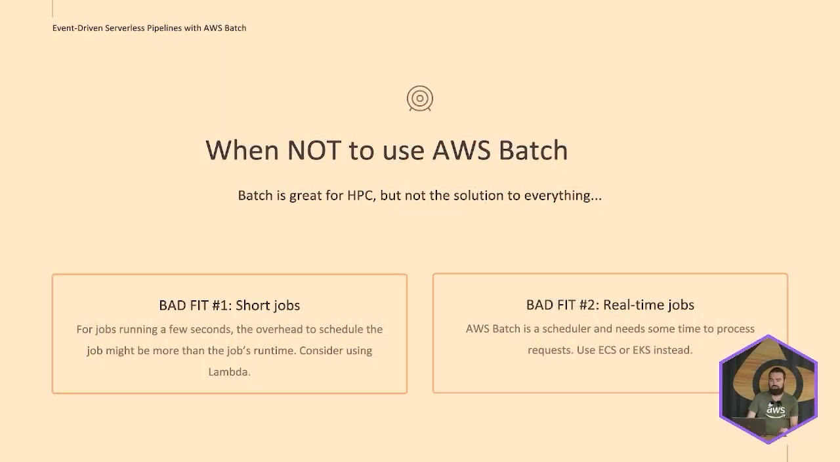In that case, you can consider using Lambda or something else. The other case is for real-time jobs. Batch is a scheduler and it needs some time to process requests. So in that case, I would use ECS or EKS instead, because what batch does, it has a mechanism which picks up jobs, and basically it has these 2-minute intervals. If you submit the job just before the cutoff, then you're lucky, it's going to pick it up basically immediately. And if you miss that cutoff, then you have to potentially wait a full 2 minutes for your job to even be picked up and considered for running. So it's really not good for real-time job use cases.